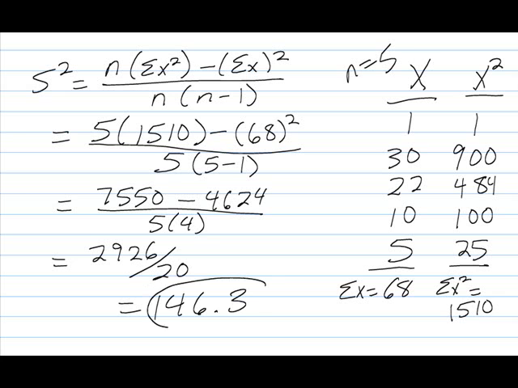146.3. That is the average squared distance the data points are away from the mean. You should keep in mind that this is in squared units, so it's not the most interpretable value, but you have to calculate this before you can calculate standard deviation.